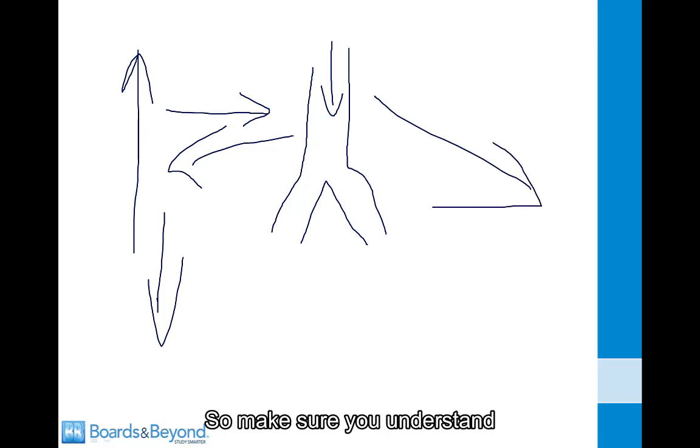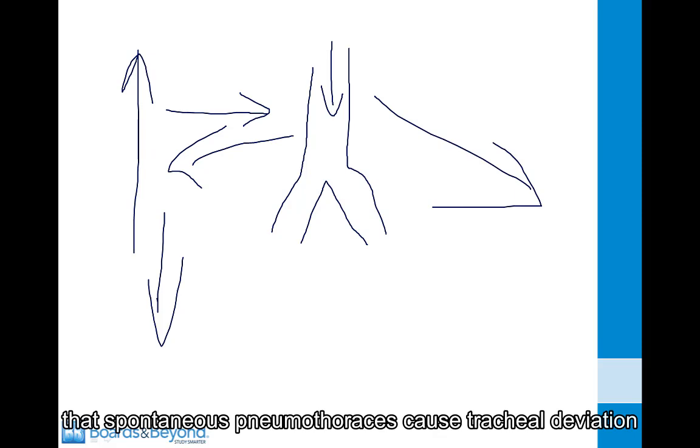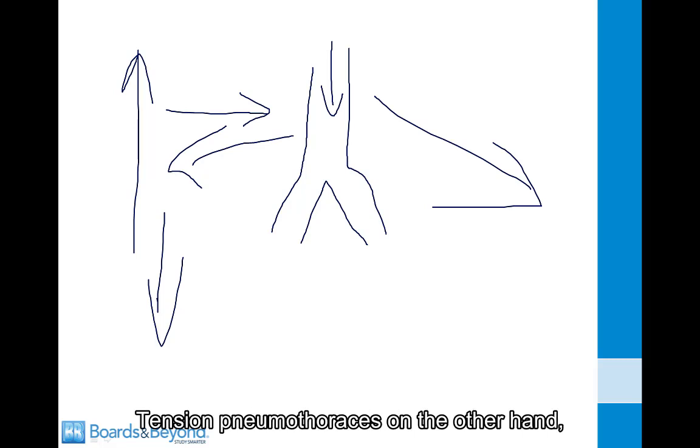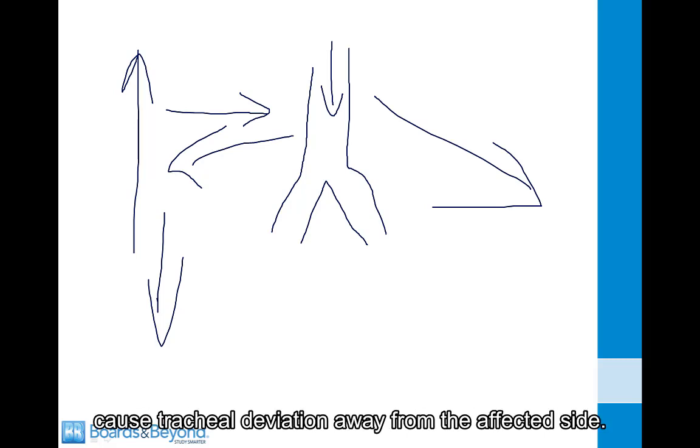So make sure you understand that spontaneous pneumothoraces cause tracheal deviation towards the side of the hole in the lung. Tension pneumothoraces, on the other hand, cause tracheal deviation away from the affected side.